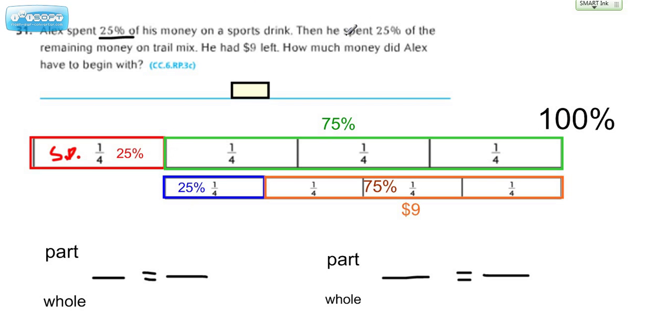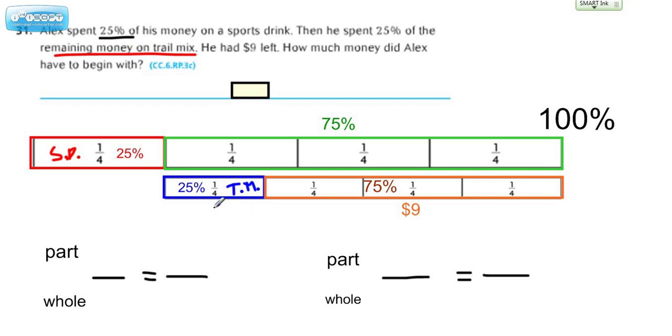Now that's going to represent this part right here. It says the remaining money on trail mix. So this is the remaining money, and 25% of that, of this green box, he spent on the trail mix. So let's put a little TM for trail mix so we know. Which means he's got 75% of the green box left, which we know to be equal to $9.